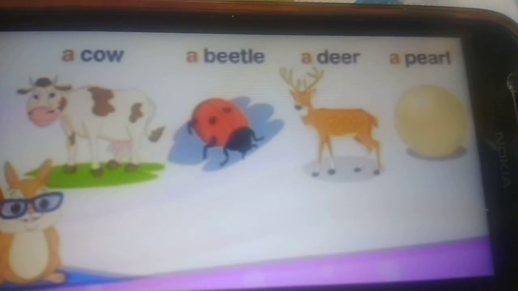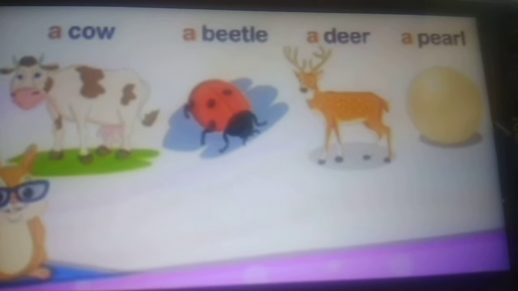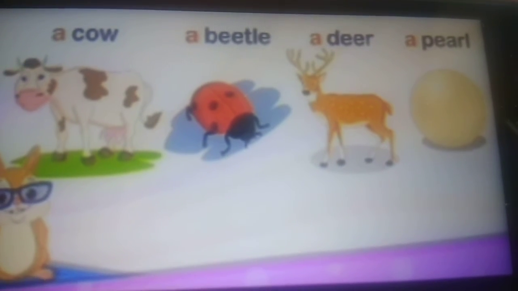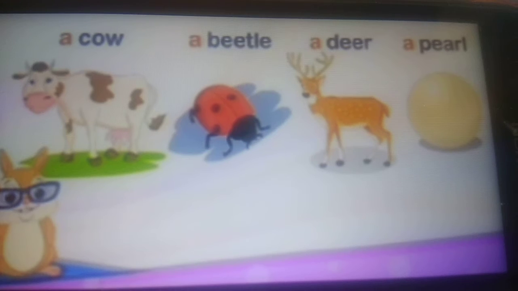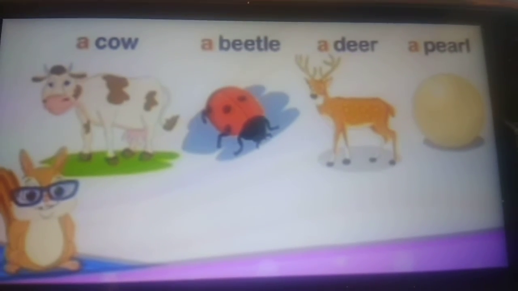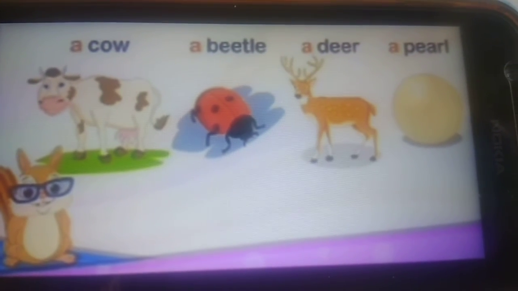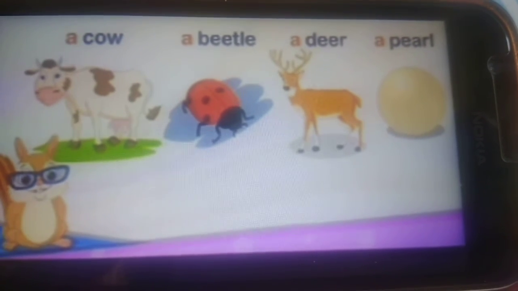Next picture, pearl. P-E-A-R-L. Pearl. In that, what is the first letter? P. P is a consonant, so we use a. Okay, children, did you understand?